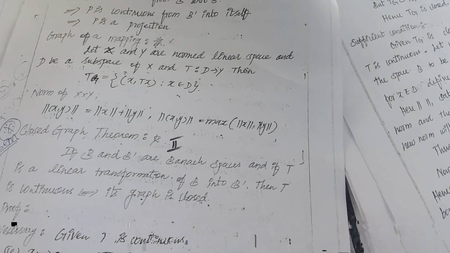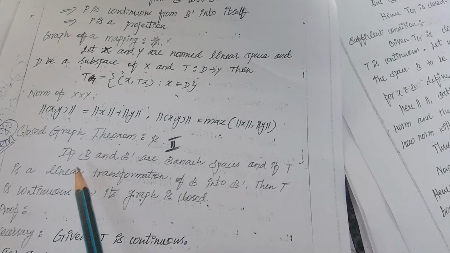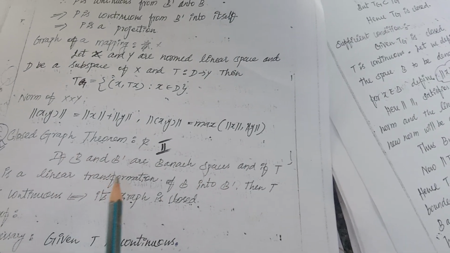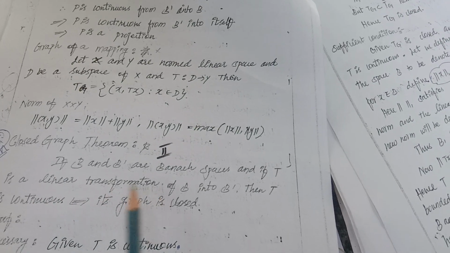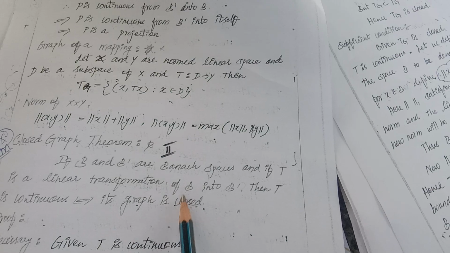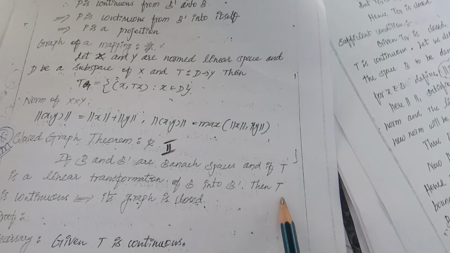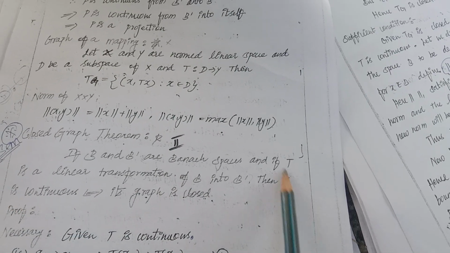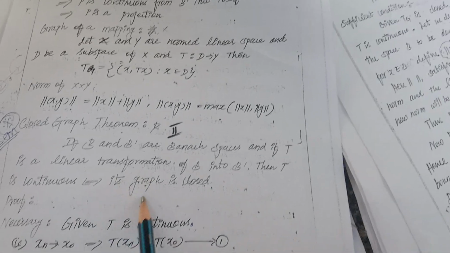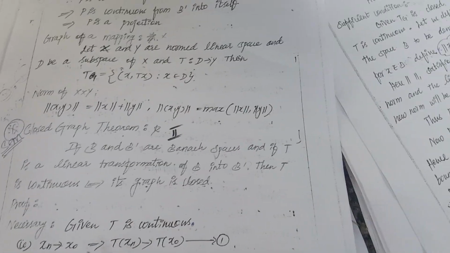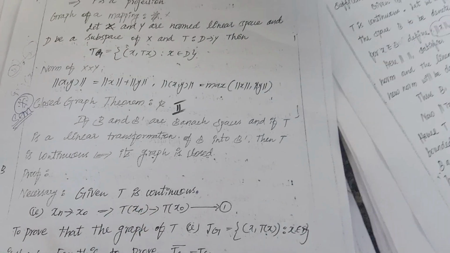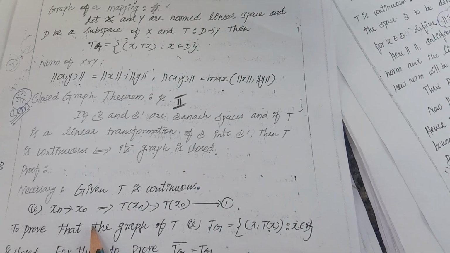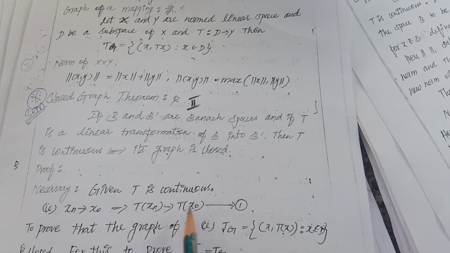For the open mapping theorem and the closed graph theorem, the difference lies in this: there, there exists a continuous linear transformation. Here it is just a linear transformation of B into B dash. Then T is continuous if and only if the graph is closed. For that, we take that T is continuous. The definition of continuity implies that if xn tends to x naught, then T of xn tends to T of x naught.